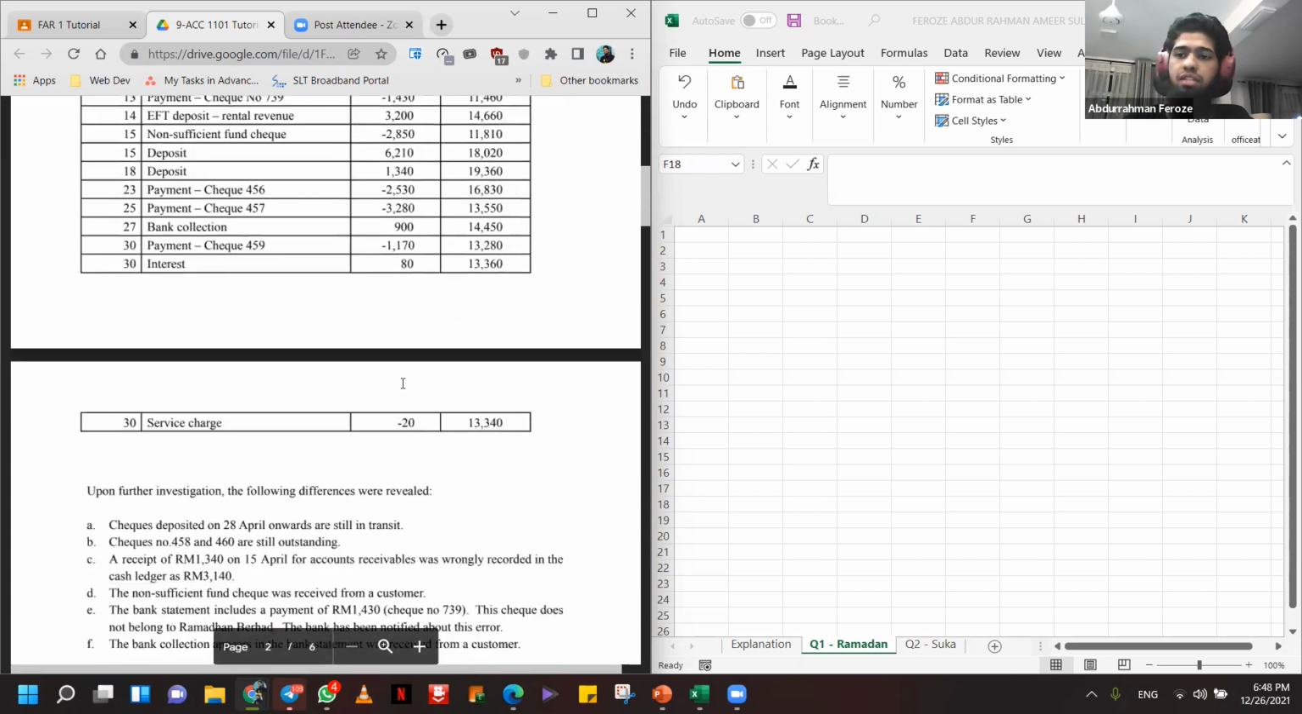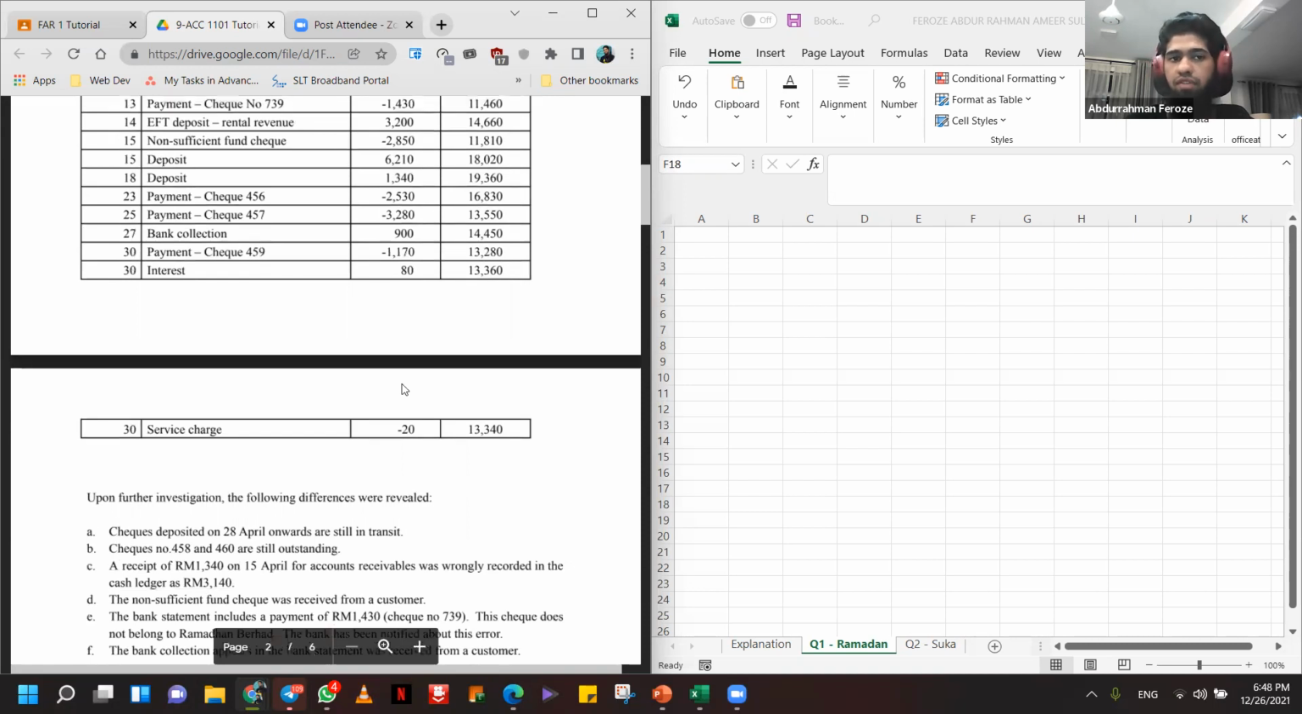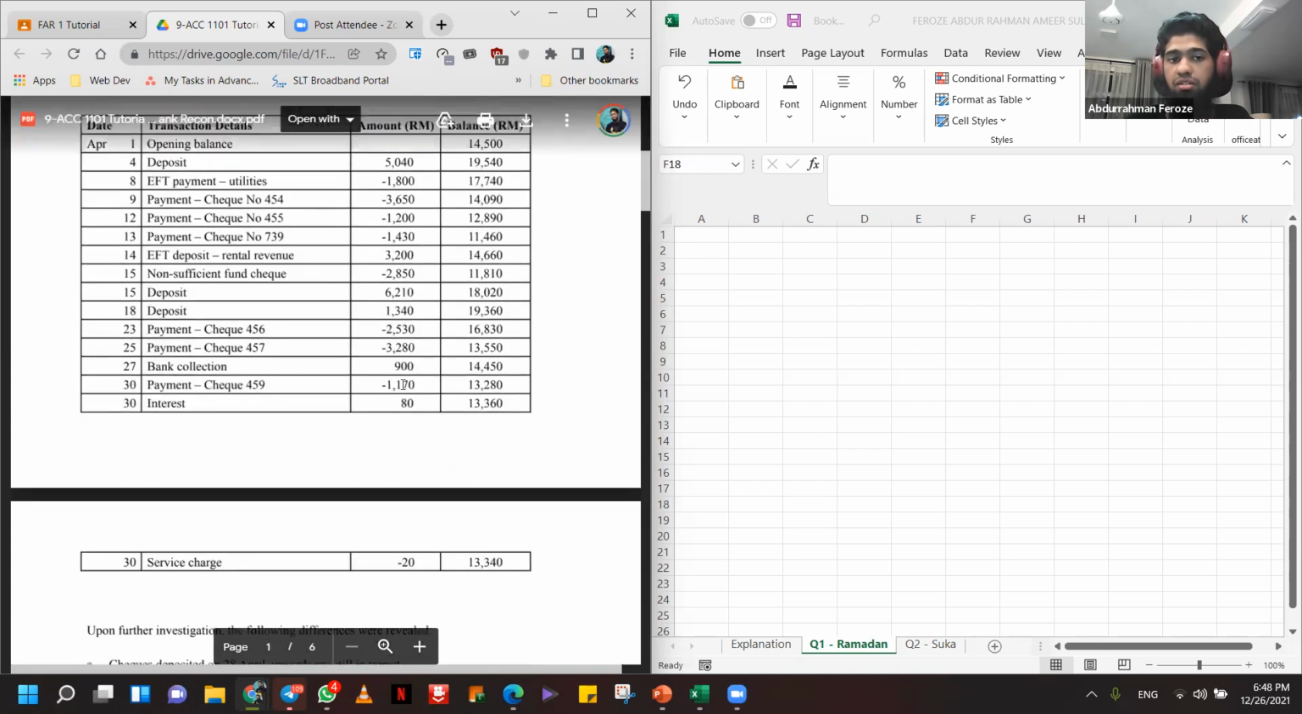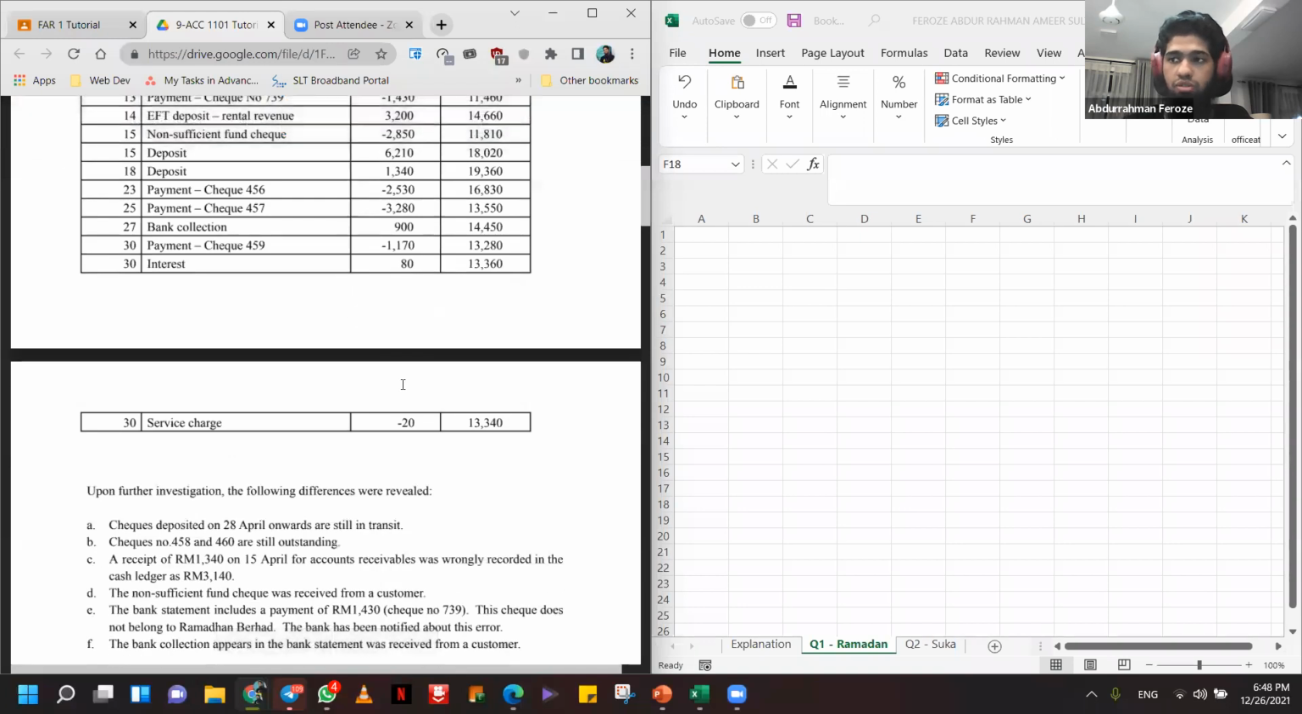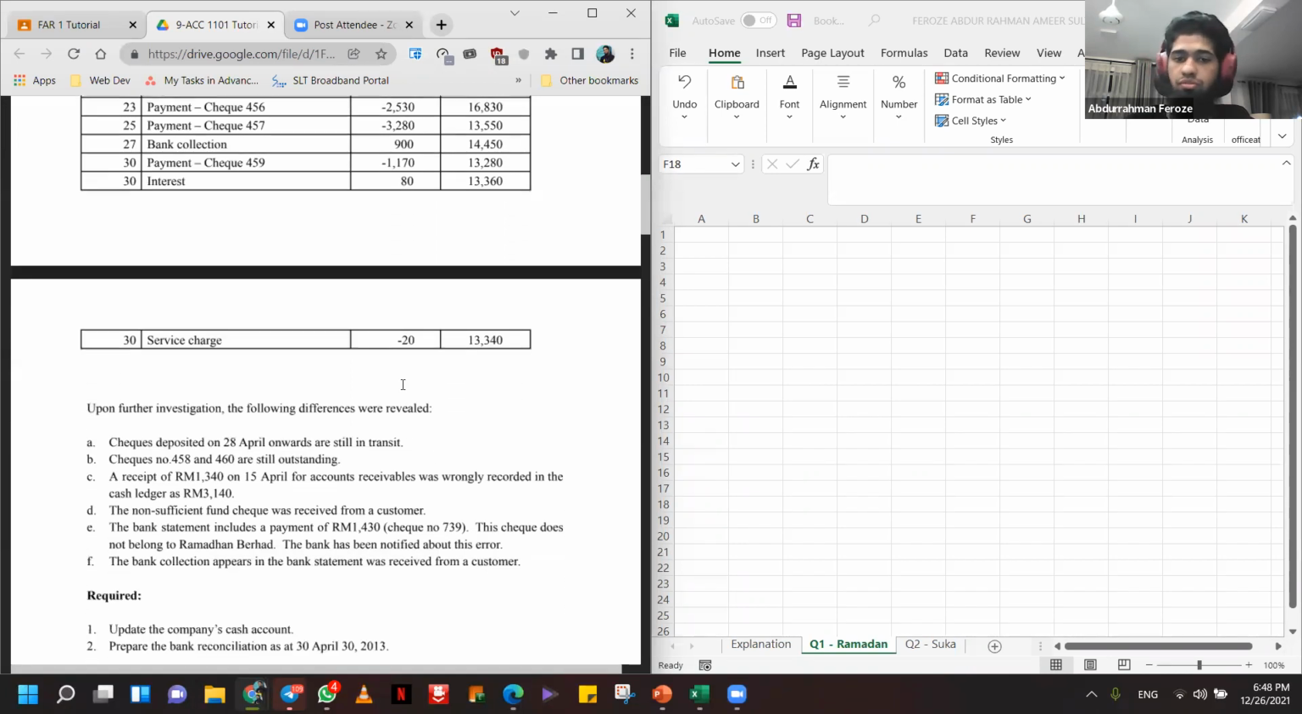The customer has sent the company a check of 2,850 ringgit, and so the company entered that into the cash book as money received. But when the bank tried to realize that check and get the money, it showed that there were not sufficient funds. So that check was returned. So now that needs to be adjusted on the cash book, right?